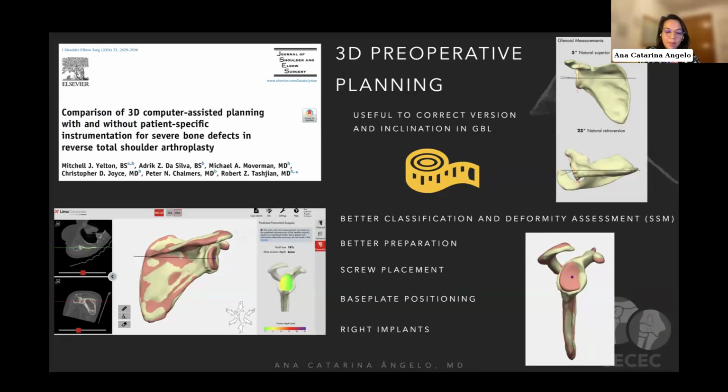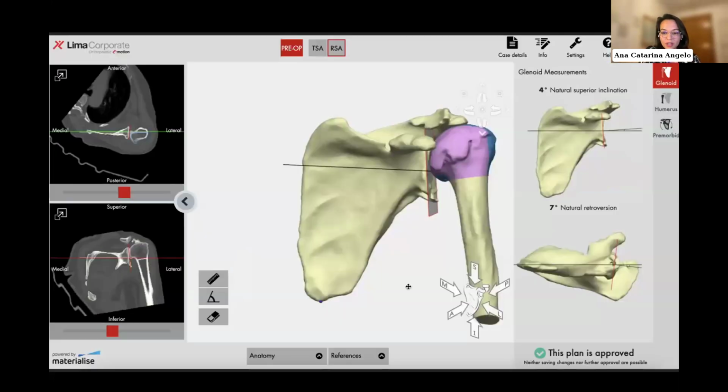So you can put together your patient's glenoid and a theoretically normal glenoid of that patient and see what you have to correct to try to bring it back to its normal shape. It makes you prepare better. It helps you place your screws much better. Try to point them to where there's more bone stock to get a better fixation. It can help you with positioning your base plate a little bit more up, a little bit more down, and can help you choose the right implants for the deformity that you have.